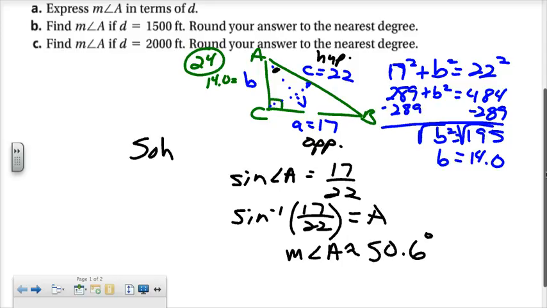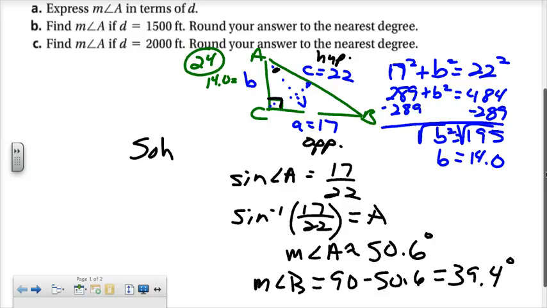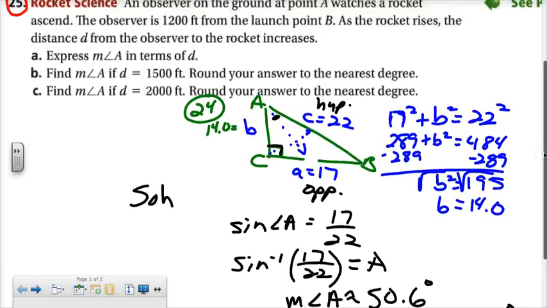50.6 degrees. Now, every triangle has 180 degrees. 90 is already gone for angle C. So if I just take 90 minus 50.6, that will give me the measure of angle B. So 90 minus our little 50.6 gives me 39.4 degrees for the measure of angle B. So use the information that you have and then think, how am I going to get what's missing here? You always use the inverse trig functions whenever you're trying to figure out an angle.